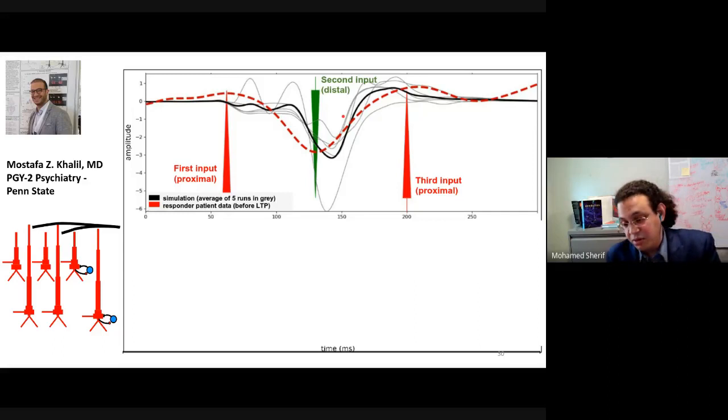So Mustafa Khalil has made this figure where in red is the responder, the patient data. So this would be the P50. This would be the N100. This would be the P200 in red. And then the simulation, we're simulating 5 trials here in gray. And the average of these 5 trials is in black.